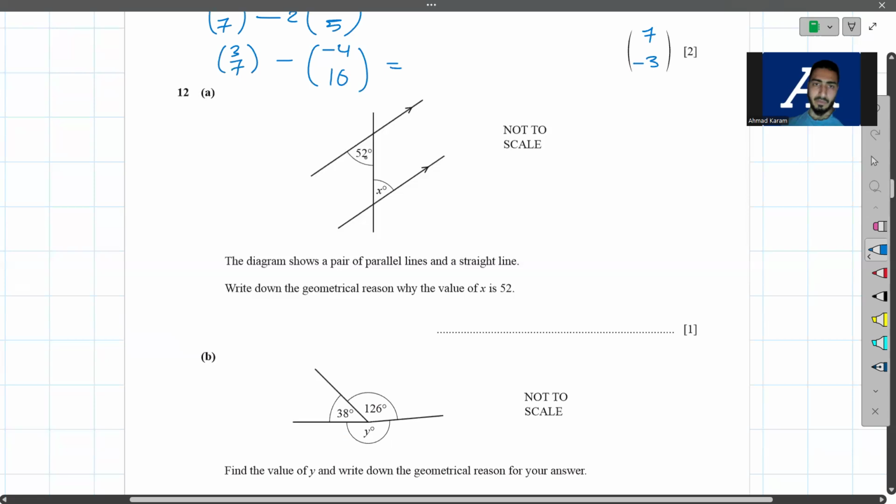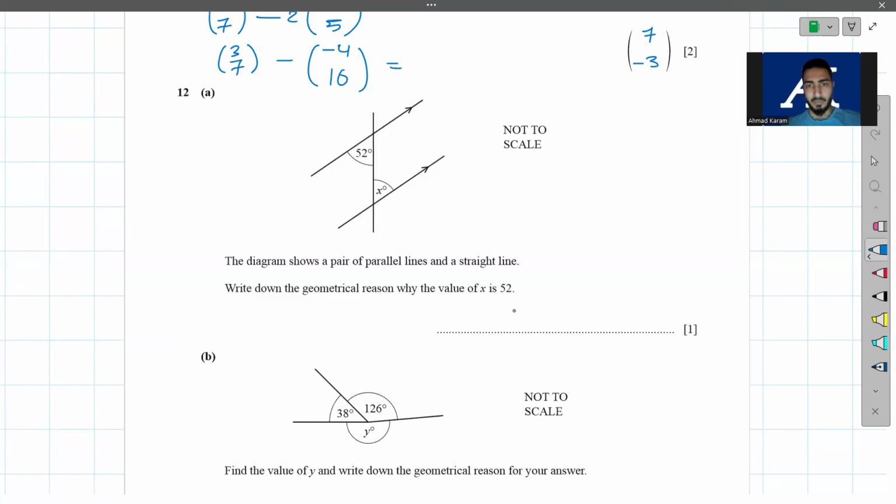Angle X is 52. Yes, there are two parallel lines, and this is the Z shape, so it's alternate angles. Write down the geometrical reason. It's alternate angles.